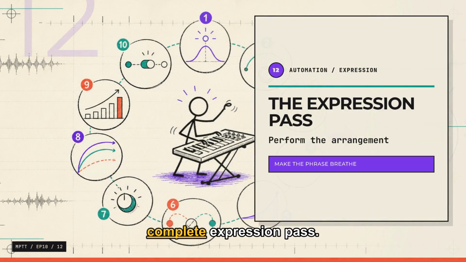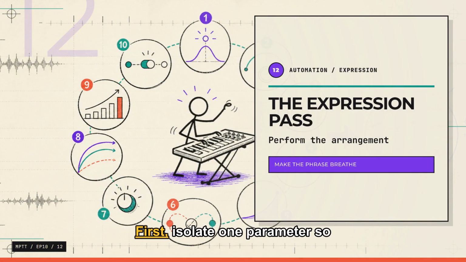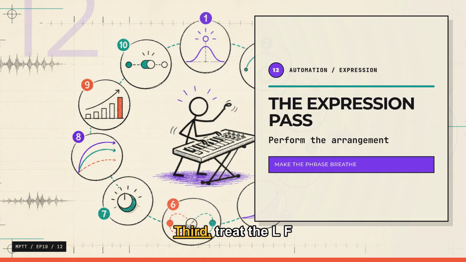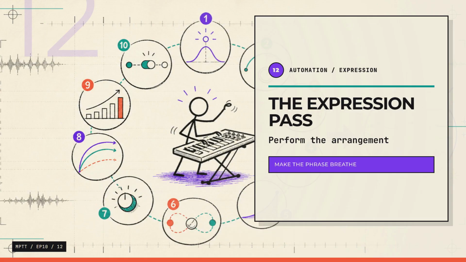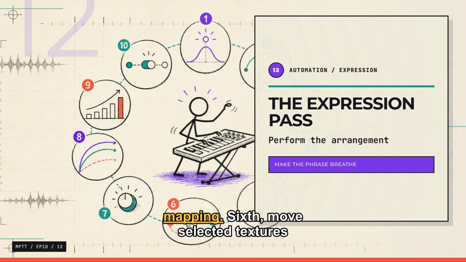Here is the complete expression pass. First, isolate one parameter so you understand cause and effect. Second, use filter movement to shape tone and tension. Third, treat the LFO as repeating automation and let its rate or depth follow the song. Fourth, ride level so phrases and sections have direction. Fifth, use CC11, CC1, velocity, and other expression tools according to the instrument's real mapping.